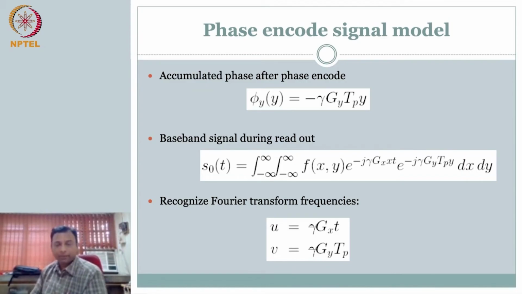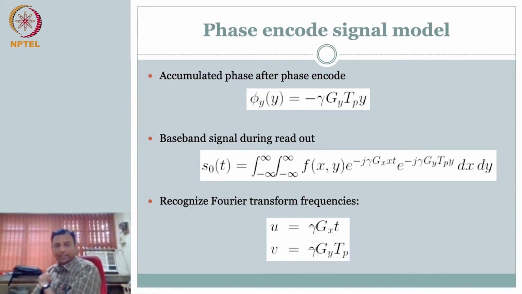Phi y is the accumulated phase for the duration over which you are applying the phase encoding: gamma Gy tp, wherever it is at y. The gradient is applied along the y direction, so it is Gy y, and the maximum phase will be gamma Gy tp y. So your phase is given like this. How does your baseband signal change? It is the same as before. The only thing is x varies with the readout time t, and in your y direction you have this phase information.